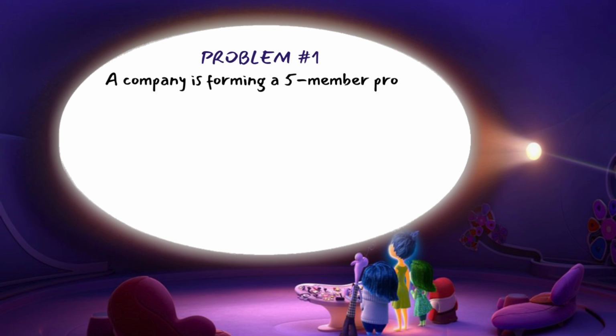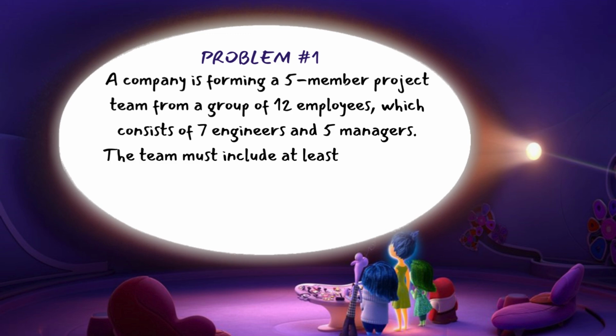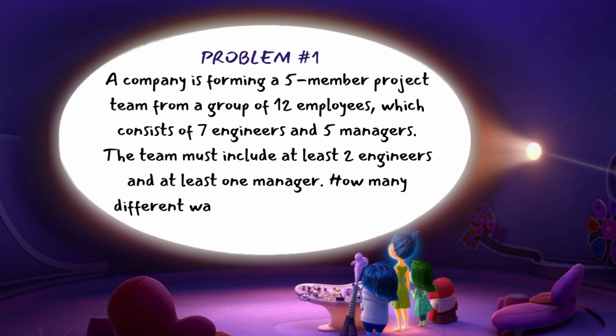Problem number 1. A company is forming a 5-member project team from a group of 12 employees, which consists of 7 engineers and 5 managers. The team must include at least 2 engineers and at least 1 manager. How many different ways can the team be formed?